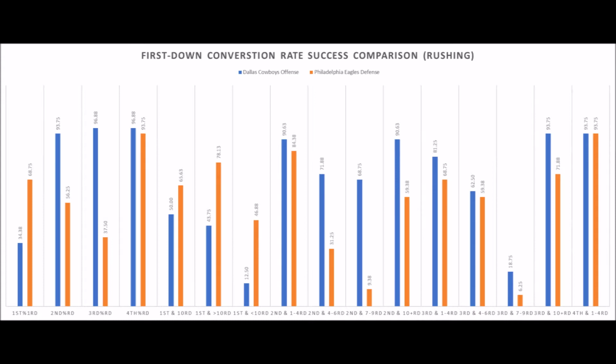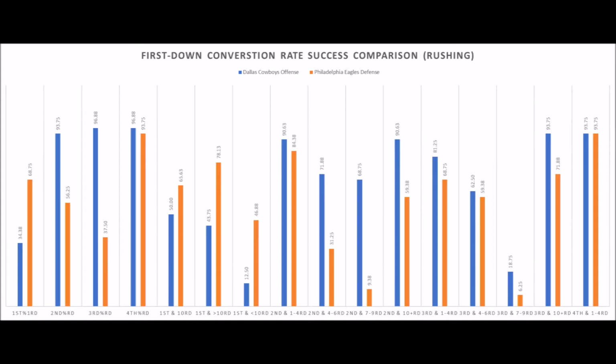Again, this has really nothing to do with yardage or explosive plays. It mainly has to do with the ability to convert first downs with the run in various downs and distances. And in this particular area, the Cowboys are favored on second and third down. So the major down and distances that matter a lot to converting, the Cowboys do those areas pretty well.